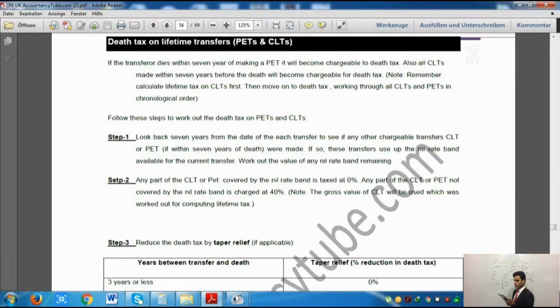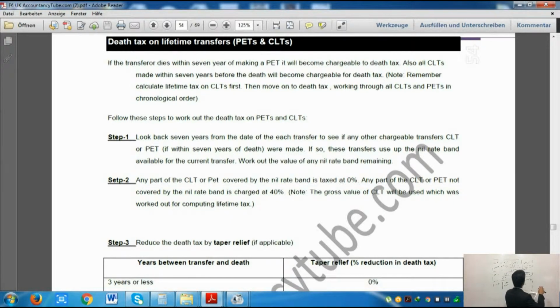All right. Now follow these steps to work out the death tax on PETs and CLTs. The first step is to look back 7 years from the date of each transfer to see if any other chargeable transfers, CLTs or PETs within 7 years were made. If so, these transfers use up the nil rate band available for the current transfer. Work out the value of the nil rate band remaining. Now there are two types of nil rate band.